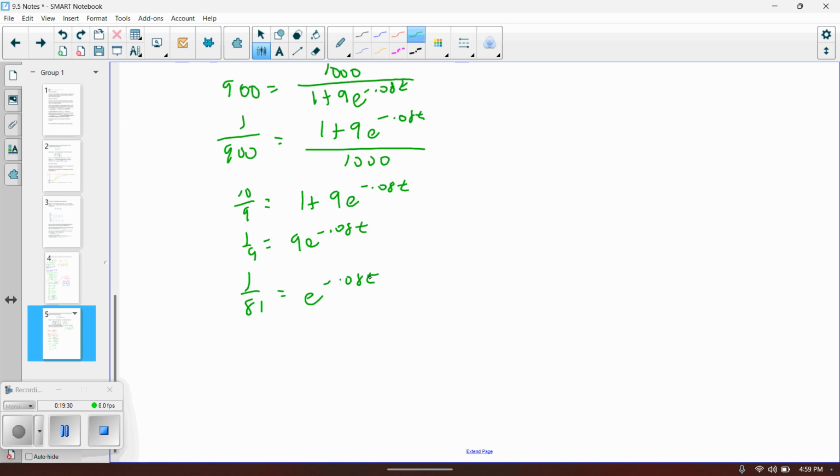Now we have to get the t out of the exponential, so we'll take the natural log on both sides. And we are going to get the natural log of 1 over 81 equals negative 0.08 t. And then finally, we'll divide by negative 0.08. So our time is going to be the natural log of 1 over 81 divided by negative 0.08, which is approximately, using the calculator, 54.930.